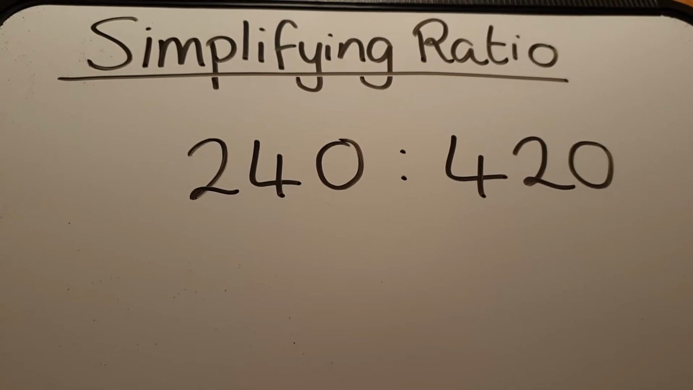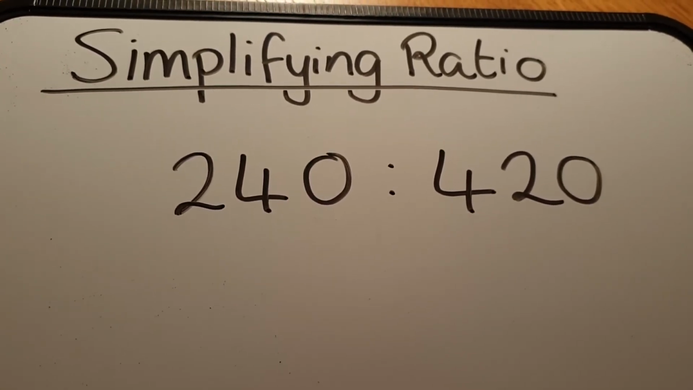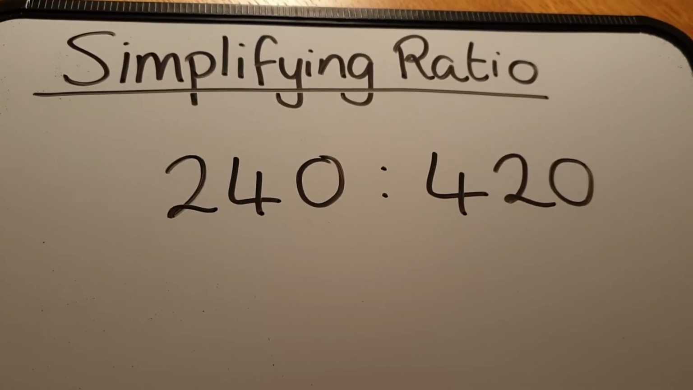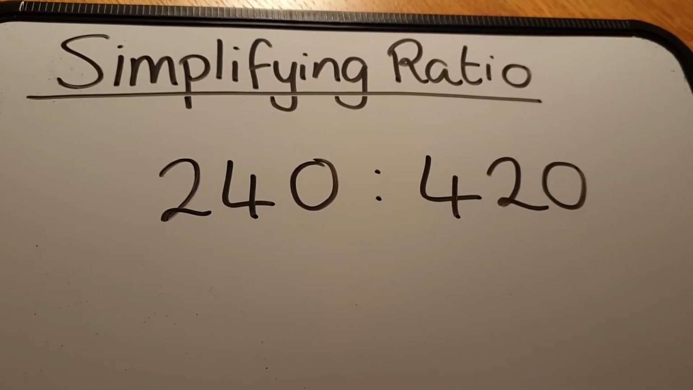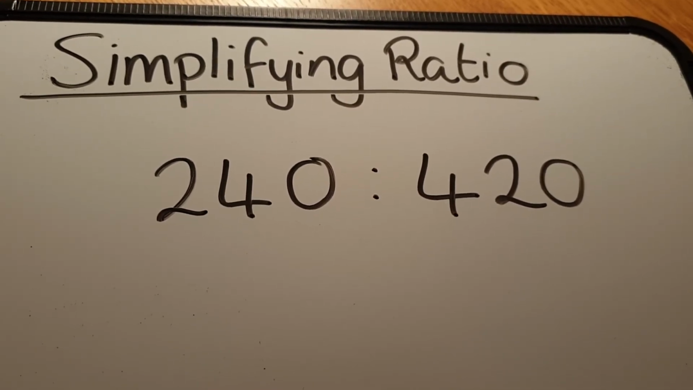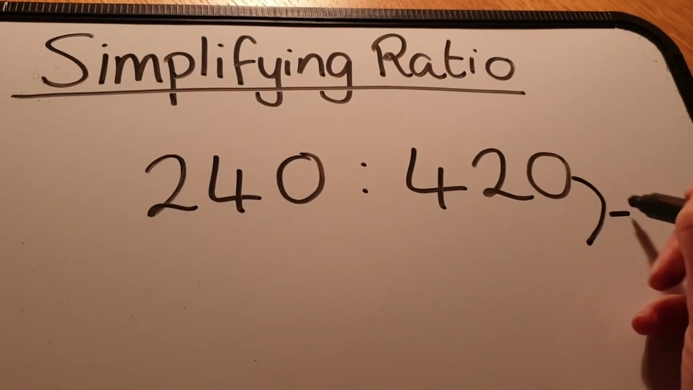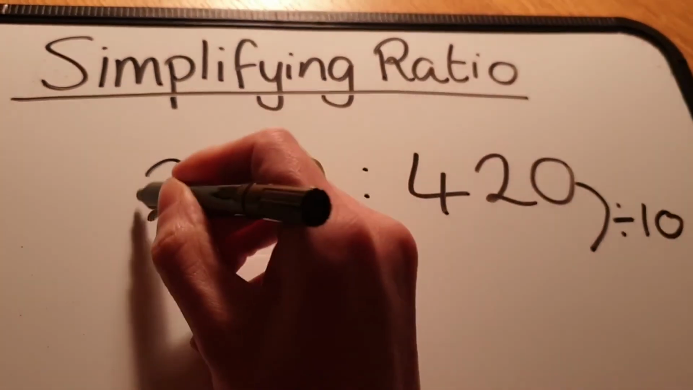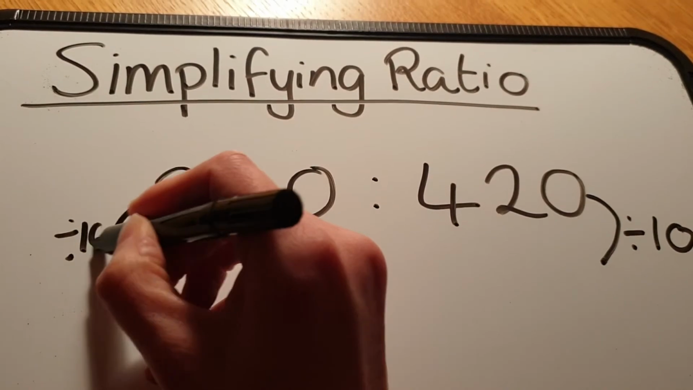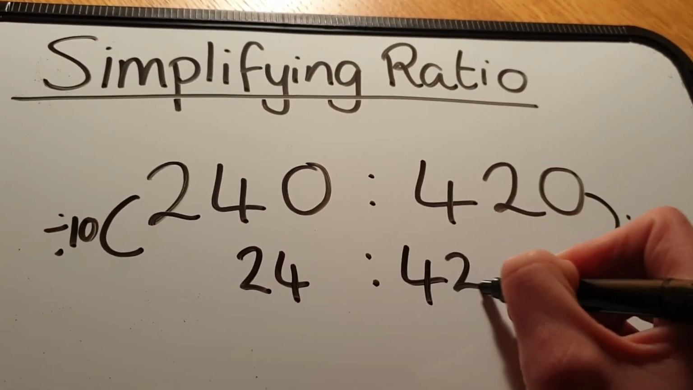Sometimes you'll get a bigger number that you're not too sure exactly what the highest common factor of these two numbers are. So if you get something like this, just don't be afraid to break it down in stages. You don't need to do the highest common factor straight away. So because they both end in 0, I know they divide by 10. So I'm going to divide them both by 10. So I would get 24 to 42.